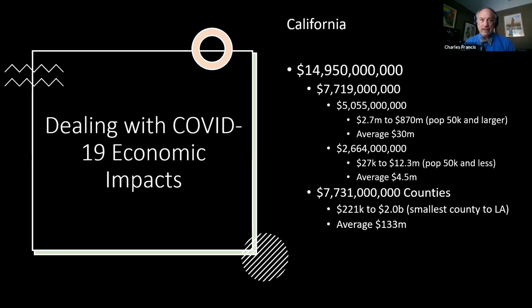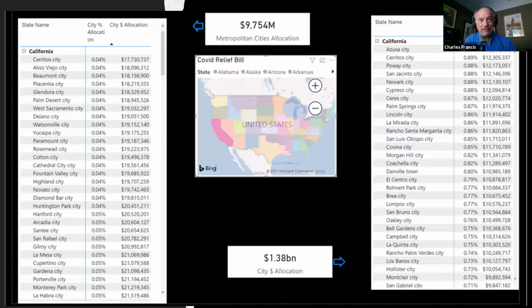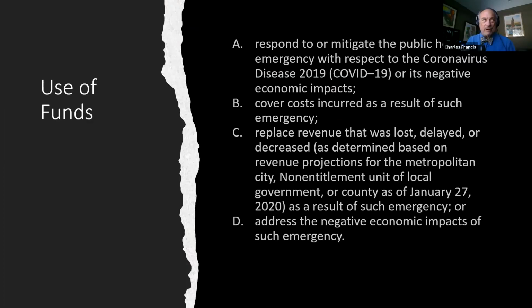And if you're a county, you can expect anywhere from 221,000 to 2 billion, smallest county all the way up to LA, and an average of 133 million. So I hope that brings a little bit of a smile to your face. We do have software up there that'll help us allocate that, and we'll be making it available for our revenues.